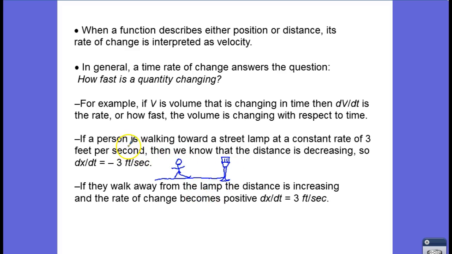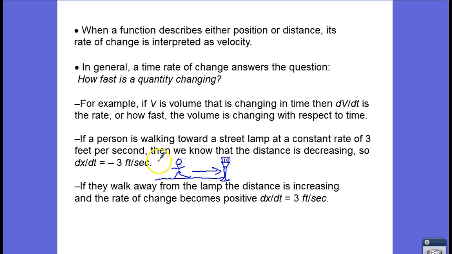So if a person is walking toward a street lamp at a constant rate of 3 feet per second, then we know the distance is decreasing. And so since this is a decrease in distance, it's a decrease in the absolute value of that distance, we're going to use a negative 3 feet per second.